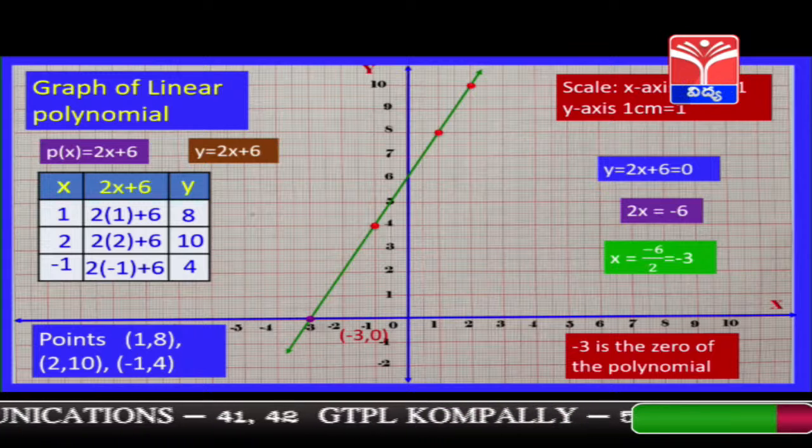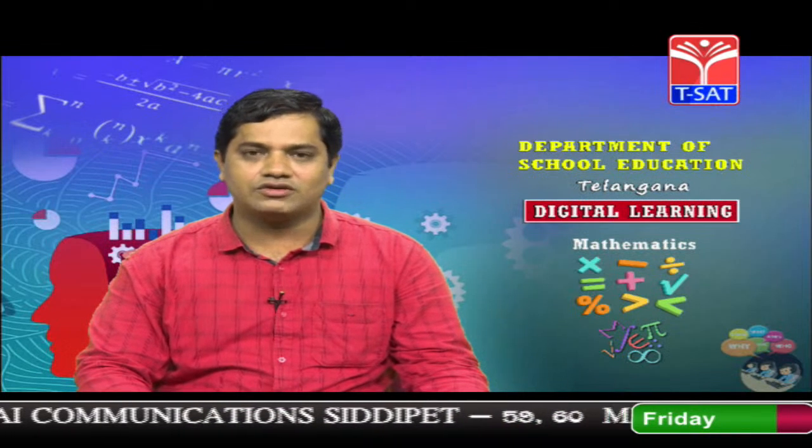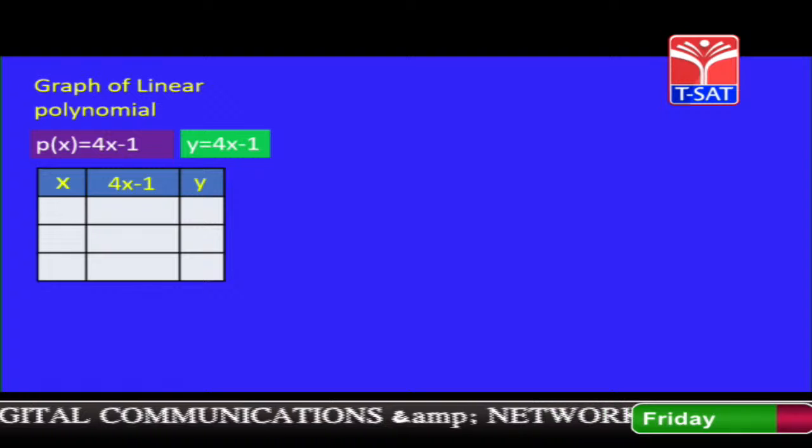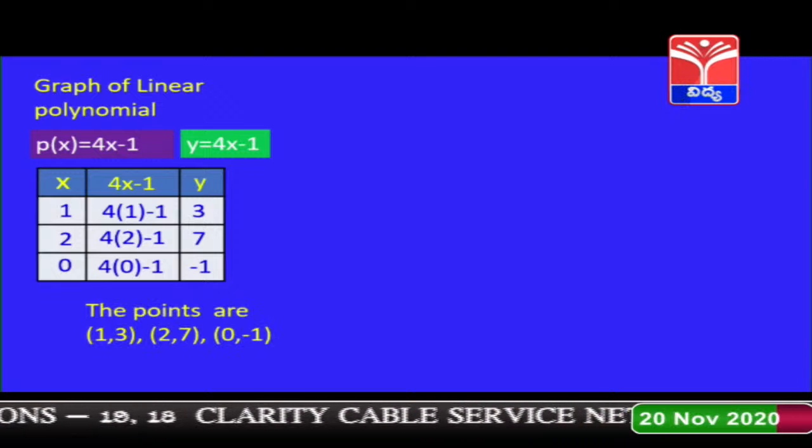Okay. Now let us have a glance at one more example like this. Try to draw the same graph on your graph paper. Okay children, see the polynomial p of x is equal to 4x minus 1. Let us assume it as y is equal to 4x minus 1. Now tabulate the values, ordered pairs. By taking 1 we get 3, by taking 2 we get 7, by taking 0 we get minus 1. Now the ordered pairs are 1 comma 3, 2 comma 7 and 0 comma minus 1.